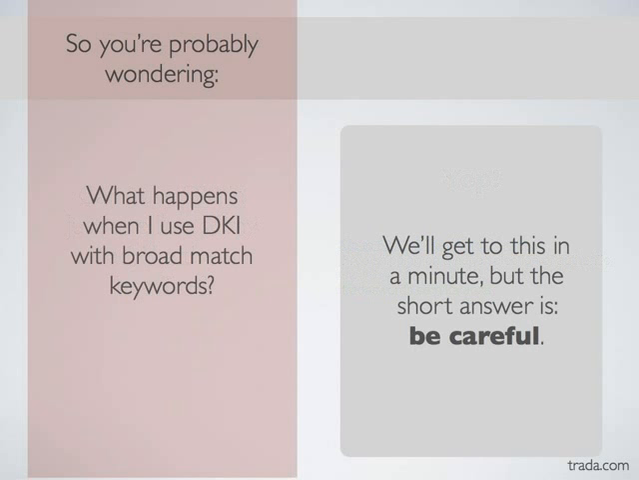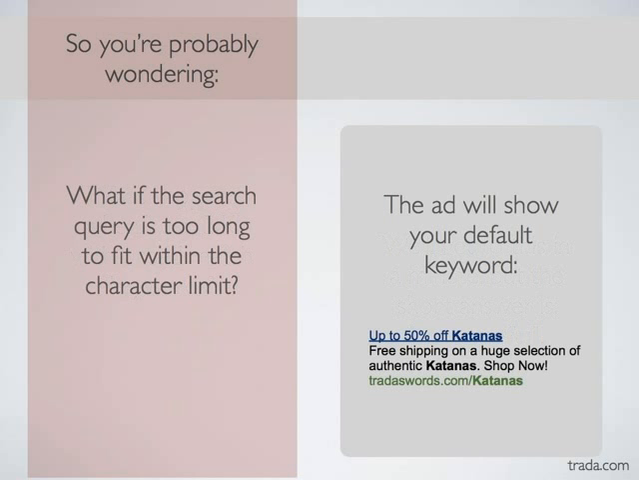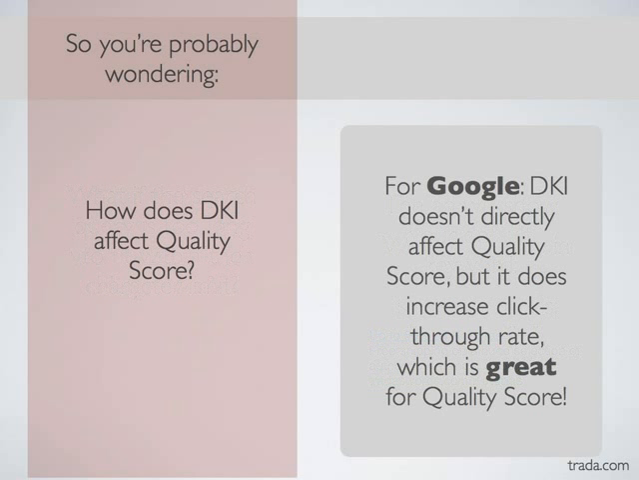Right. No, that's a good point. So here's another question. What happens when I use dynamic keyword insertion with broad match keywords? We're going to talk about this in great depth later, but basically you should watch out. So Google will try to match it to the term you entered in as the broad match term generally, but you still want to watch out because what people can search for on a broad set can be much different than what you're bidding on. And like Anna said, we'll get into this a little later on. But what if the search query is too long to fit within the character limit? The ad is just going to go ahead and show your default keyword. This is why you choose a default.